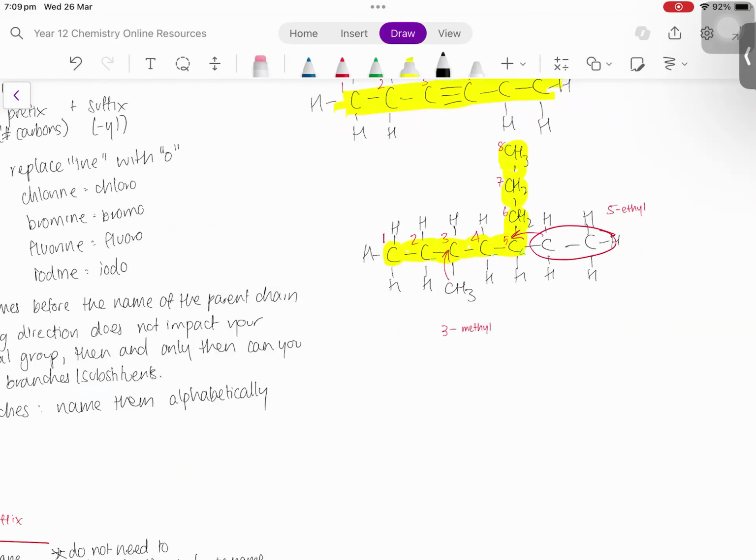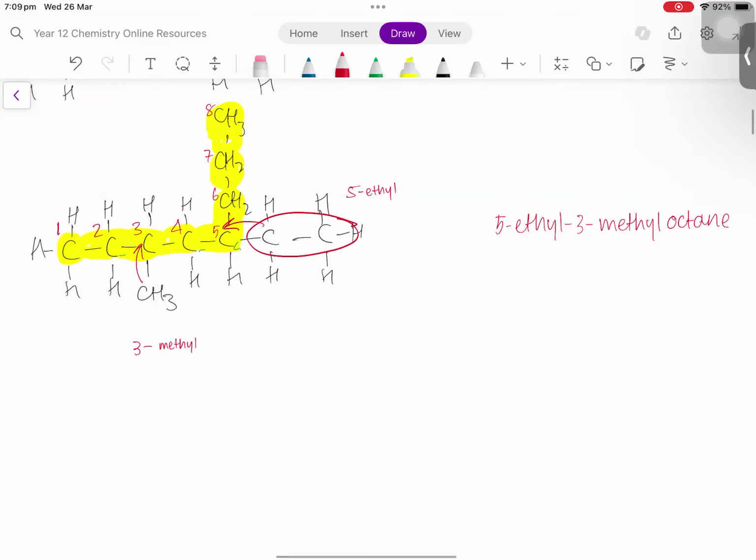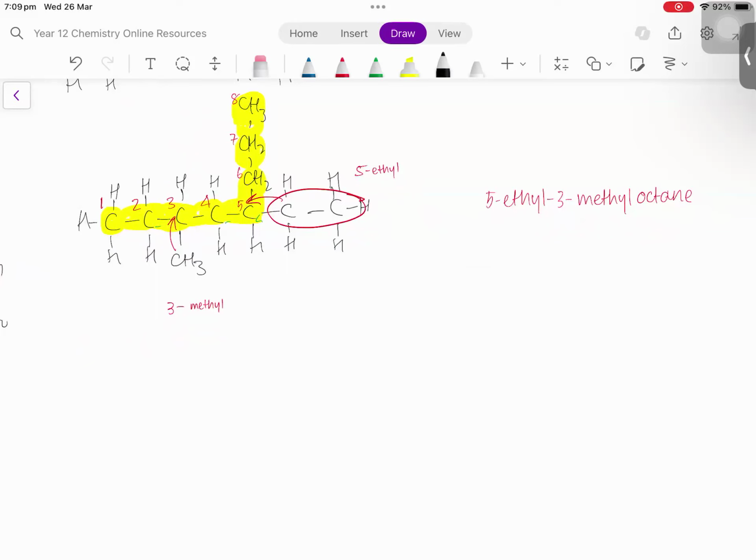Okay, so does M for methyl come first or does E for ethyl come first? E for ethyl comes first. So in this case, I'm going to go 5-ethyl hyphen 3 hyphen methyl octane. 5-ethyl 3-methyl octane. Good. Okay. If you have any specific questions, let me know. Jot this down. I'm going to put up your next one for you.